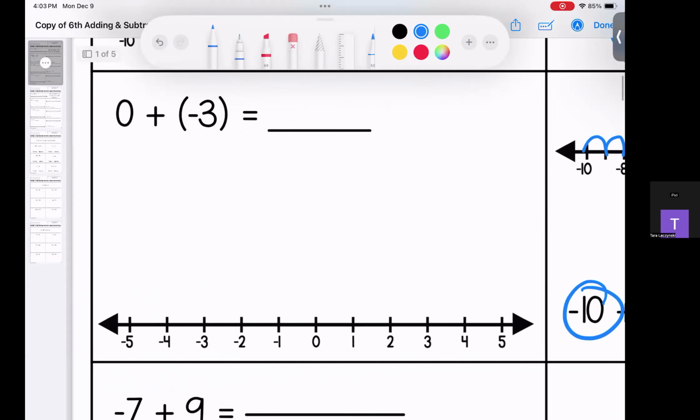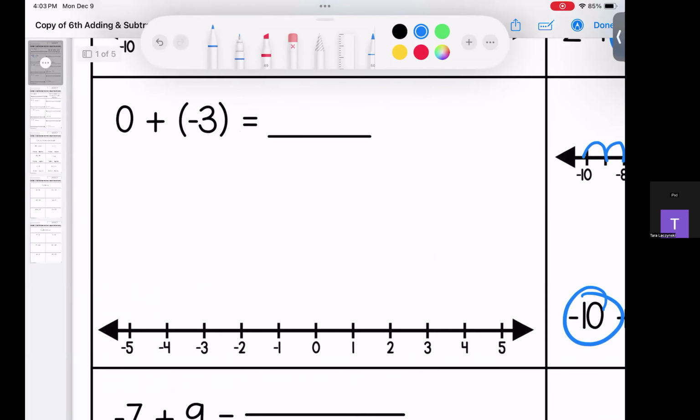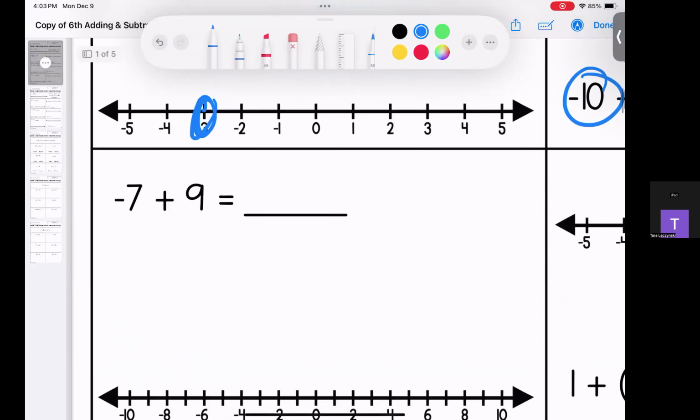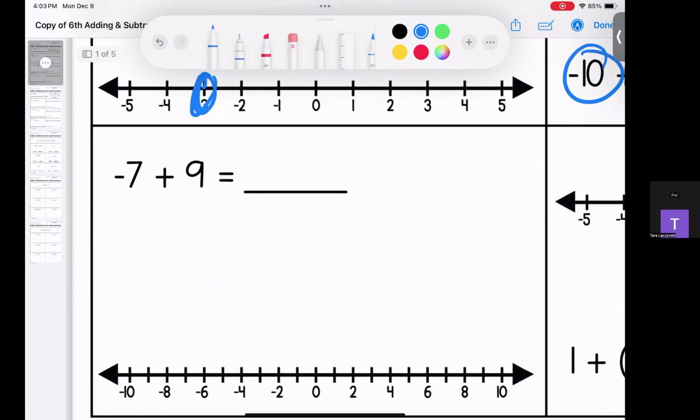0 plus -3. Opposite sign subtract. 3 minus 0 is 3. Keep it negative. If I'm at -3 and I move forward 0, guess what? I'm not going anywhere. I'm staying in the exact same space. 9 minus 7 is 2. Bigger number is bossy, so that 2 is positive. Also, if I'm thinking about headed from the 9 and I'm going negatively, 1, 2, 3, 4, 5.